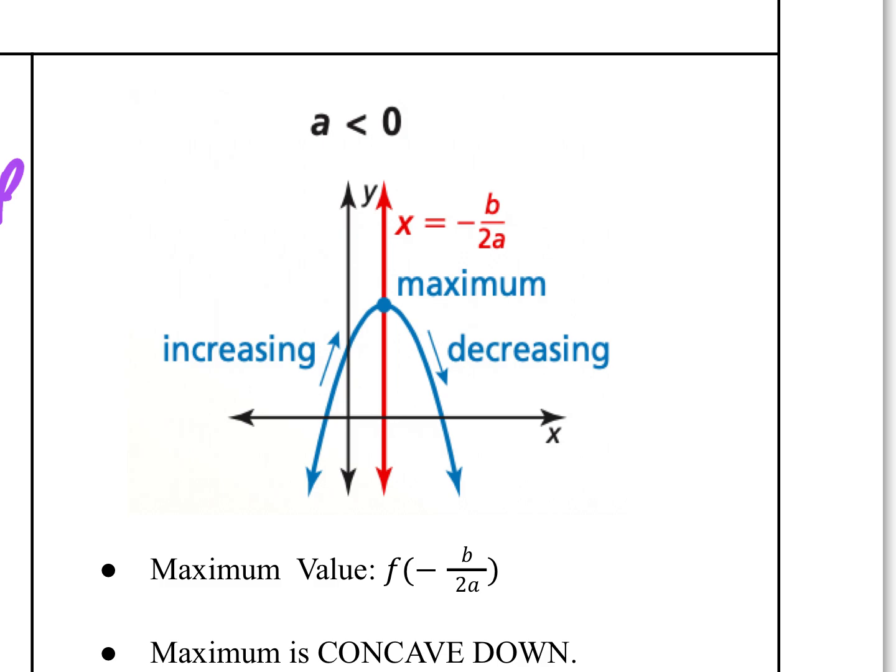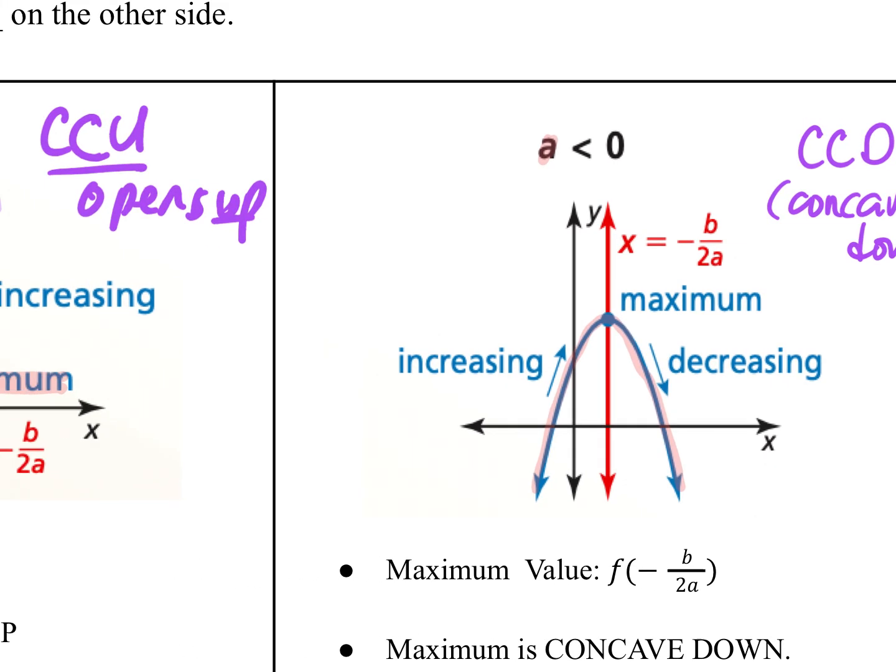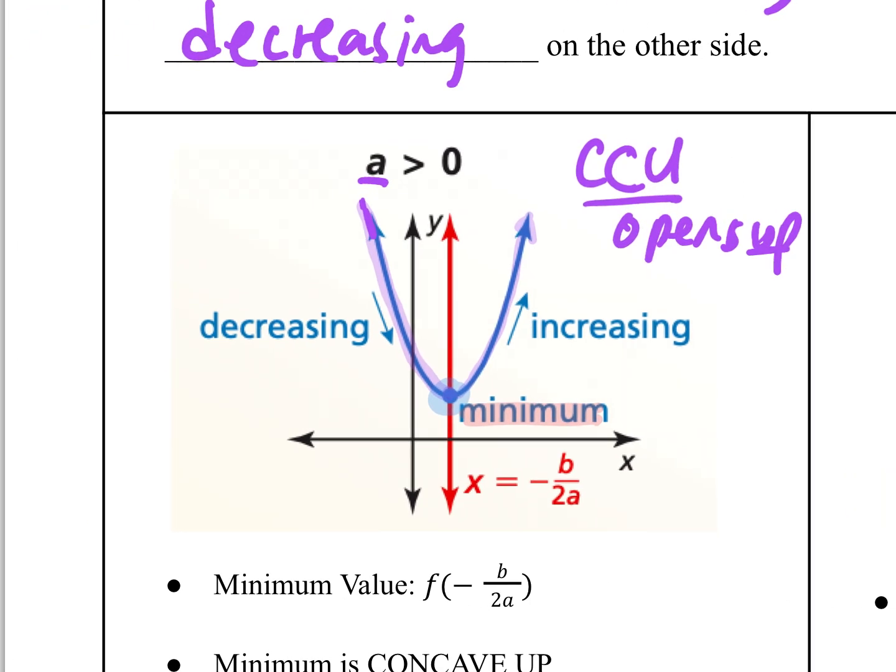Okay, so let's look at this other graph. Here we can say that when a is less than 0, then the graph is going to be opening down. Another term that I introduced to you earlier is concave down. Let me just write that correctly. Concave down. The other one is called concave up. Let me write that correctly too. Concave up.